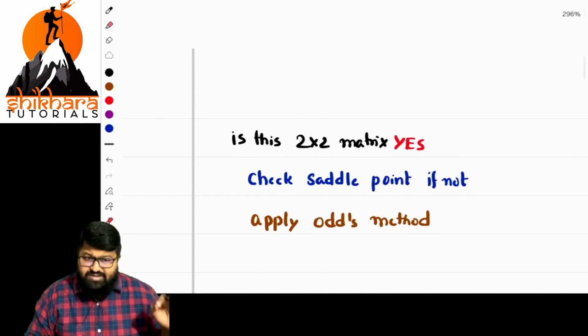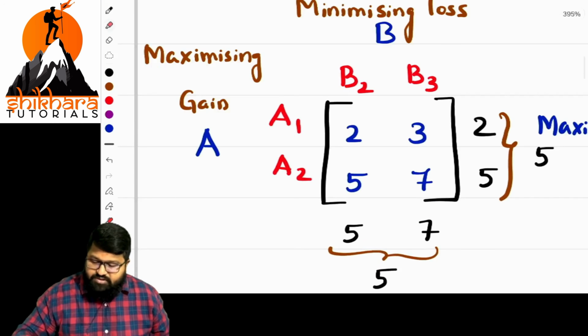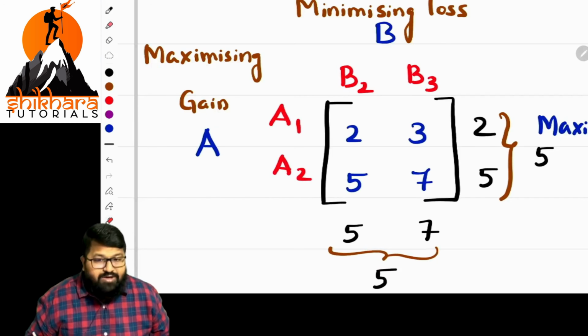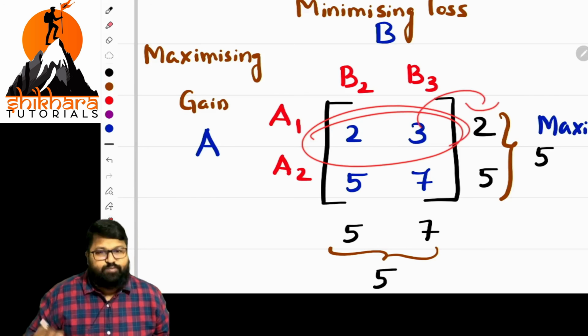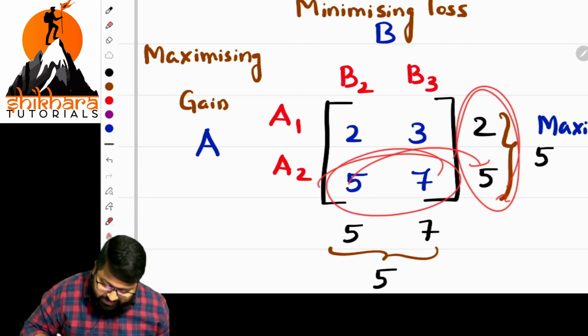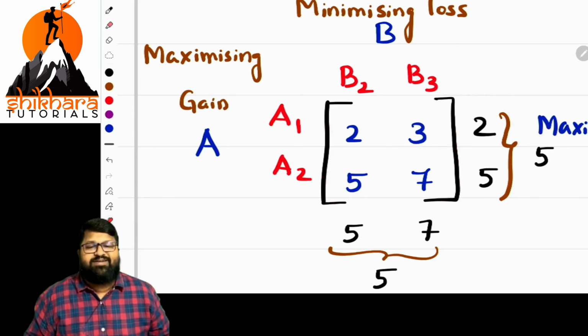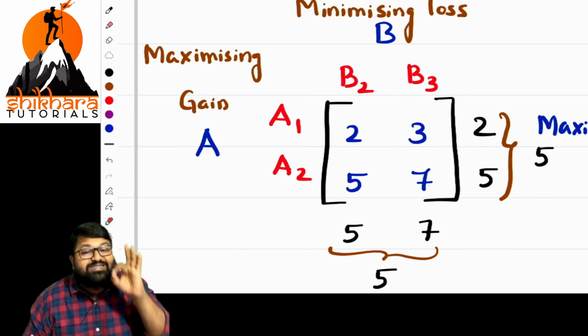First check the saddle point. If it is done, superb. If not, go with the odds method. The matrix we got. From here, what should we do, sir? In the case of the saddle point, what should we do, sir? Least number 2. From these 2, least number 5. From these 2, what is the highest number? 5, sir. That is the maximum value among the minimum values. That is known as maximin.